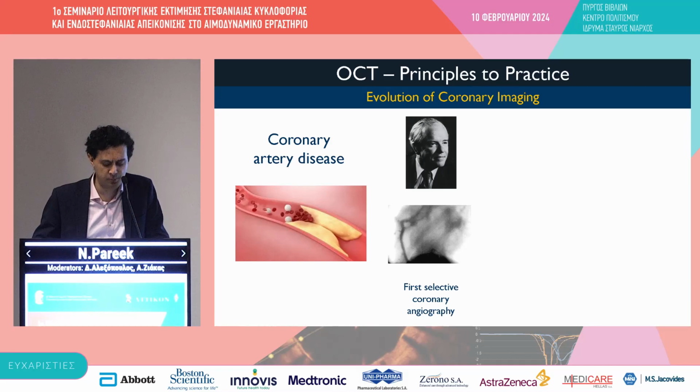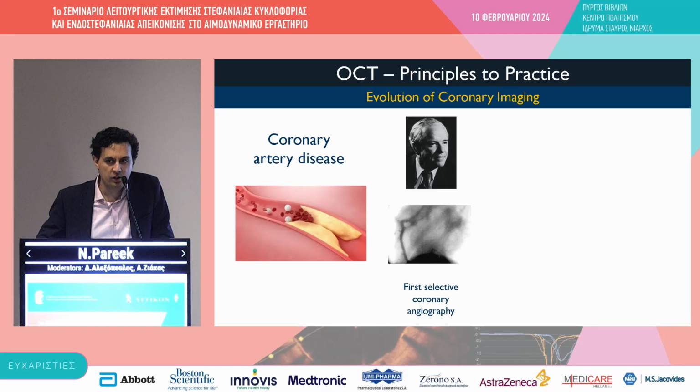Our understanding of this process has improved considerably since Mason Sones inadvertently cannulated the right coronary artery in 1958. I'm not sure if you know the story, but he was doing an aortic angiogram and the pigtail slipped into the right coronary artery and he injected a lot of contrast. The patient had an asystolic arrest, but they somehow saw that as a success. And selective coronary angiography was born.